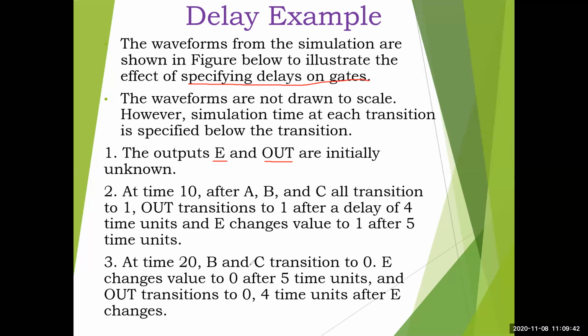Then at time 20, B and C transition to 0. So from 111, we have made 100. B and C we have changed, but E changes value to 0 after 5 time units, because for the effect to happen it will take time, since it is in the delay. And out transitions to 0 4 time units after E changes. These things we will clarify in the waveform itself so that you don't get confused.